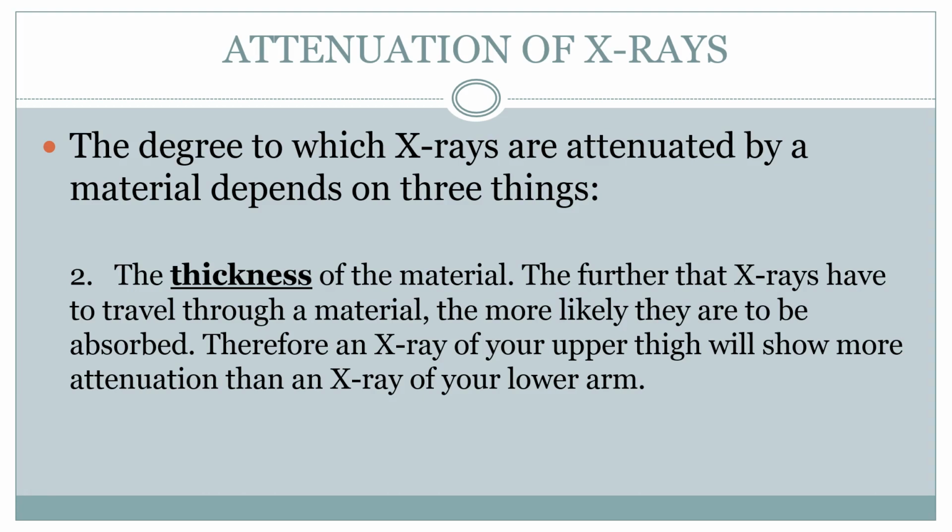So for example, your lower arm and your upper thigh are the same thing basically, soft tissue with a bone in the middle, but an X-ray of the upper thigh will show much greater attenuation than the lower arm will, because your upper thigh is much, much, much thicker than your lower arm is.